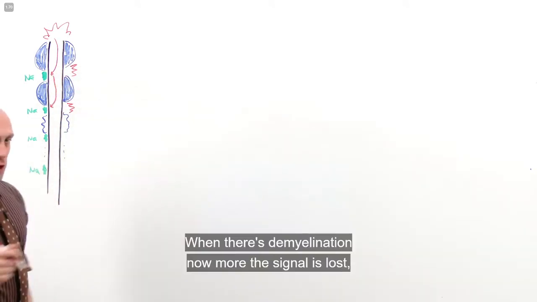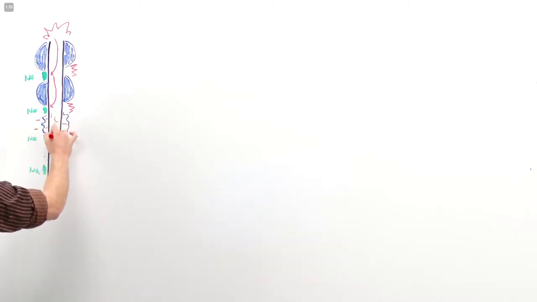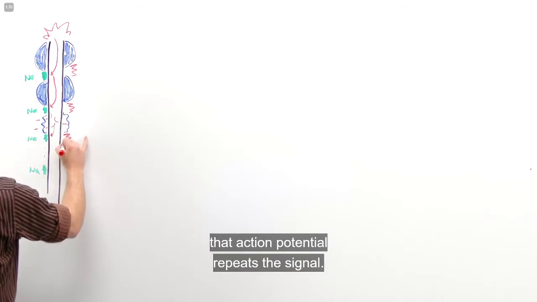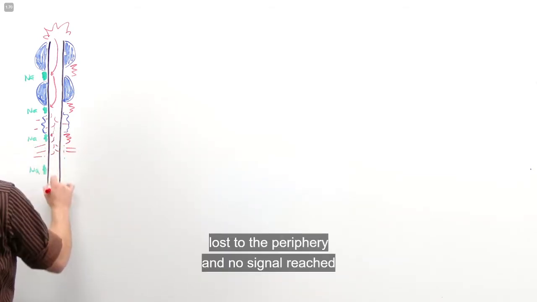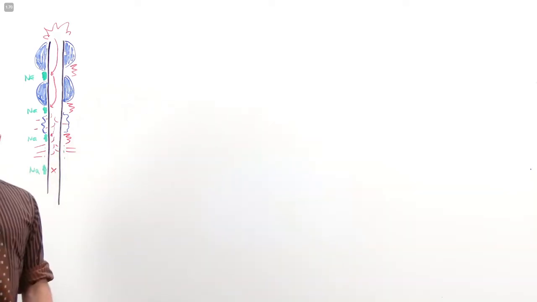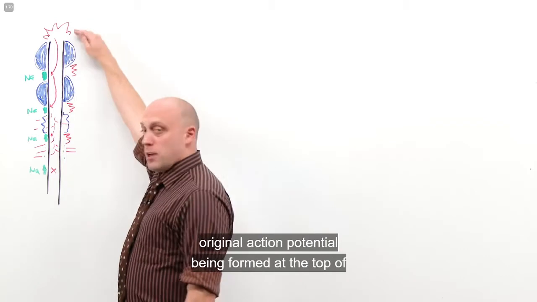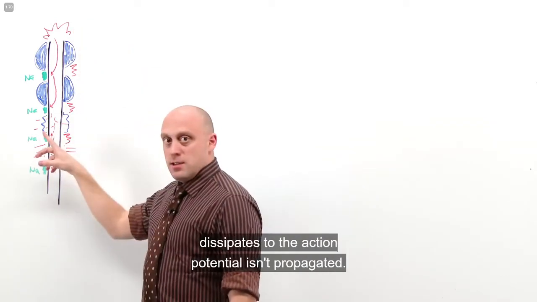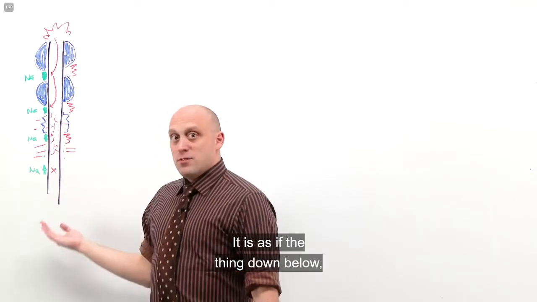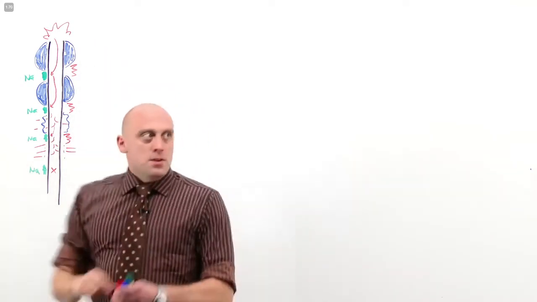When there's demyelination, well, now more of the signal is lost, degraded, because insulation isn't there. But it might reach the next node. Great, that action potential repeats the signal. But where the myelin isn't, the signal will be degraded, lost to the periphery, and no signal will reach the downstream effect. It will be as if there was no signal to begin with, because the whole point of the original action potential being formed at the top of the board was to get to wherever it was going at the bottom of the board, and if the signal dissipates, so the action potential isn't propagated, it is as if the thing down below never received the message, as if it was never sent in the first place.